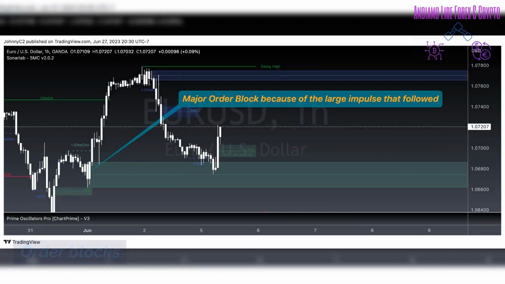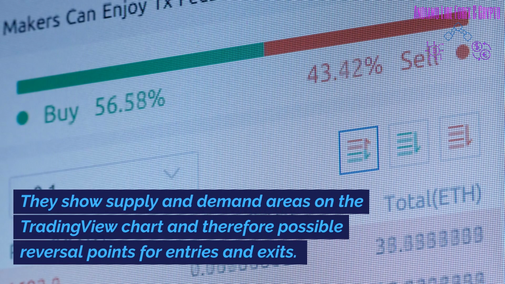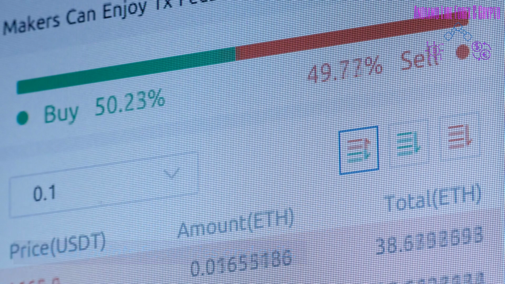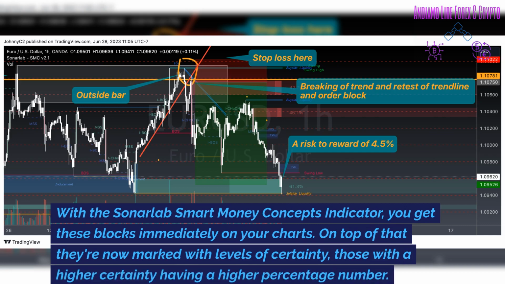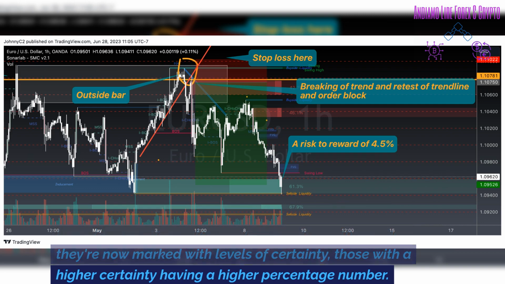Order blocks. Order blocks are one of the keys to trading SMC. They show supply and demand areas on TradingView charts and therefore possible reversal points for entries and exits. With the SonarLab Smart Money Concepts Indicator, you get these blocks immediately on your chart. On top of that, they're now marked with a level of certainty. Those with a higher certainty have a higher percentage number.